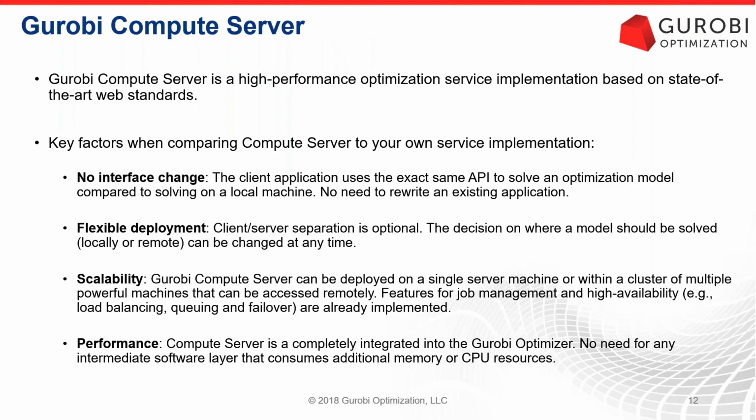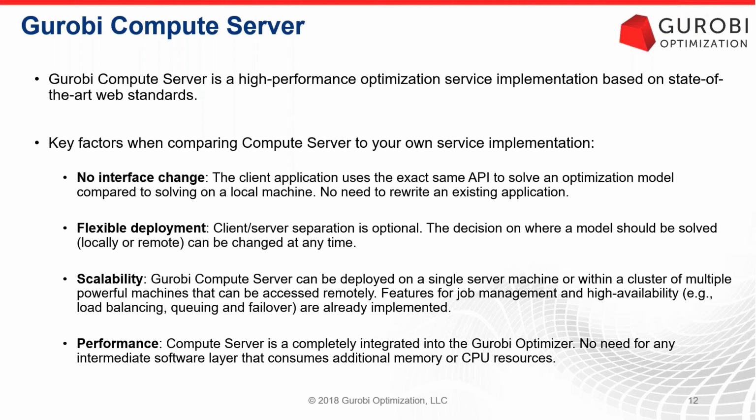So speaking of these general purpose services, if you want to use Gurobi to solve your optimization models, we already have an implementation that you can use. And this implementation is called Gurobi Compute Server. So this is an optimization service implementation, and it's also based on state-of-the-art web standards. So that's basically a web service. Of course, you could also use it locally, but it's already there. But of course, it's a general purpose service, so it requires you to build the model on the client side.